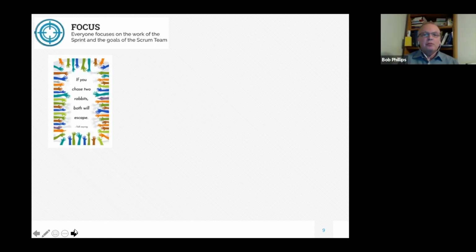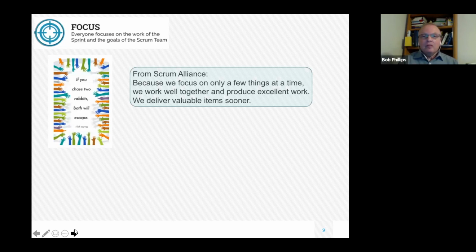The next value is focus. And this is an interesting one. Going back to my example where one of my dev team members picked up 4 or 5 different tasks at the same time. And there's this folk saying that if you chase 2 rabbits, both will escape. So the whole idea behind focus is you only focus on a few things at a time.